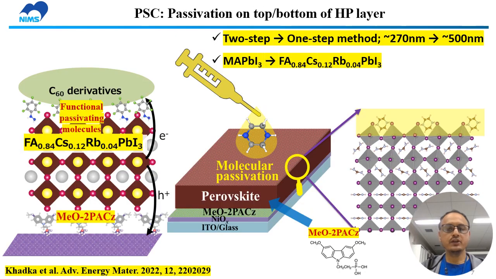It is not so high, so we tried to improve this further by modifying the bulk layer as well as the interface quality. To do that, we treat the nickel oxide surface as well as the top of the 3D perovskite using multifunctional passivating molecules. We also changed from the two-step to the one-step technique, increasing the bulk thickness, and we also used a free perovskite material for improvement in device stability.